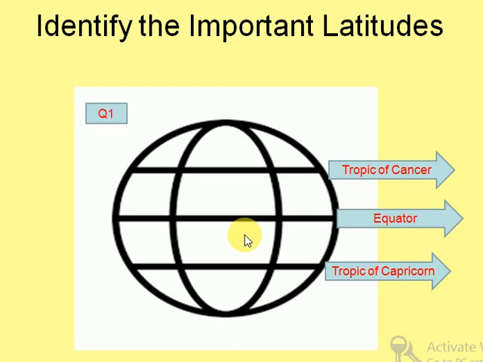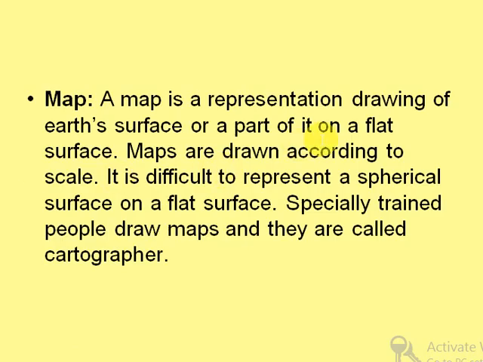Now let us discuss the maps. You have already learnt about the maps. As we discussed earlier, a map is a representation, a drawing of the Earth's surface or a part of it on a flat surface. Maps are drawn according to scale. It is difficult to represent a spherical surface on a flat surface. Especially trained people draw maps, and they are called cartographers.